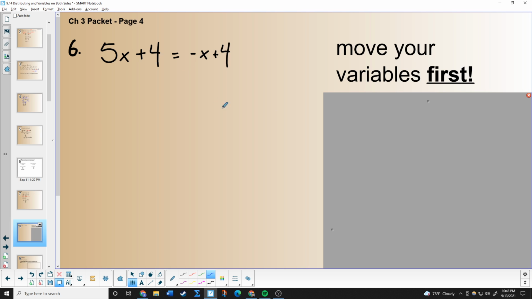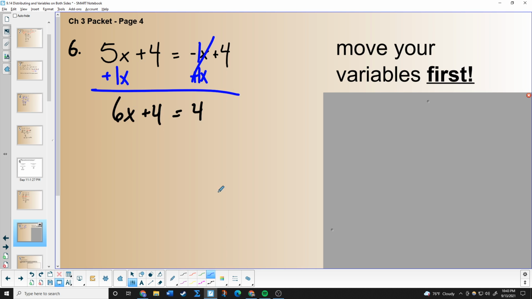I don't want you to move the 4s. I'll talk about it in a second. So again, I recommended moving the smaller one. So let's go ahead and get rid of this negative x, also known as a negative 1x. So we can go ahead and add 1x to both sides. This will cross out. This becomes 6x plus 4 equals 4. And then from here, we'll subtract 4. Again, we're back onto that 2-step equation. This is going to be now just 6x is equal to 0, because 4 minus 4 is 0.